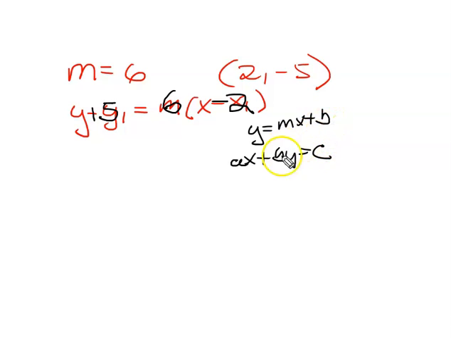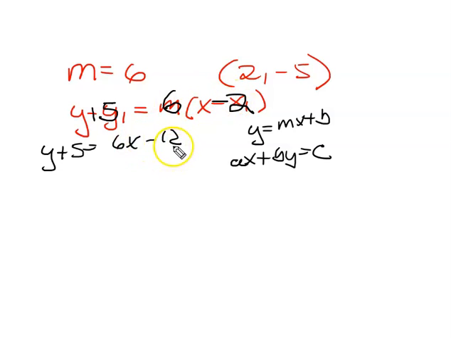Okay, and then this b and this b is different, actually. Sometimes they use capital letters here. Okay, so let's just solve this now. We get y plus 5 equals 6x minus 12.